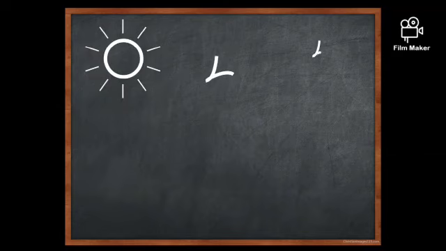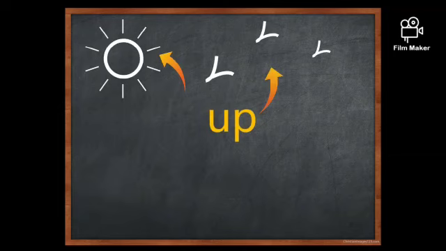One bird I drew, now another bird. You can draw a slanting V or a slanting R also. Three birds I have drawn, and the sun and birds are up in the sky. Up. Now down we come.